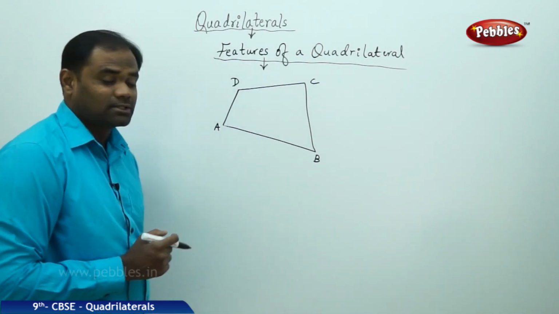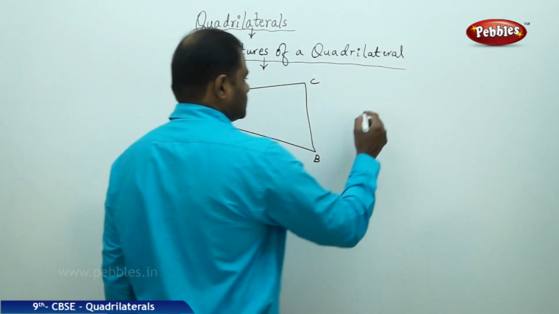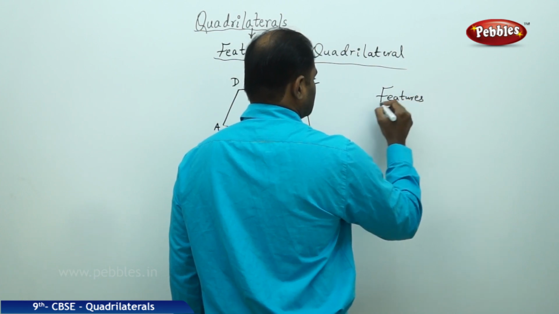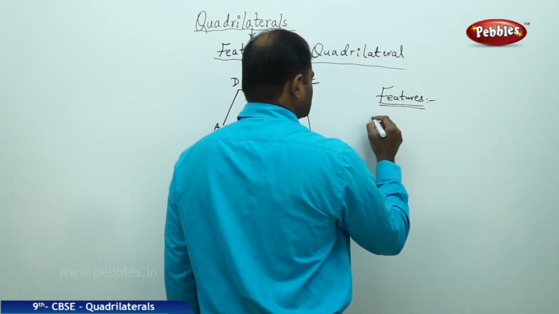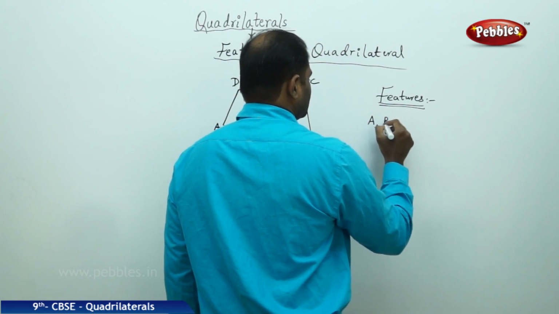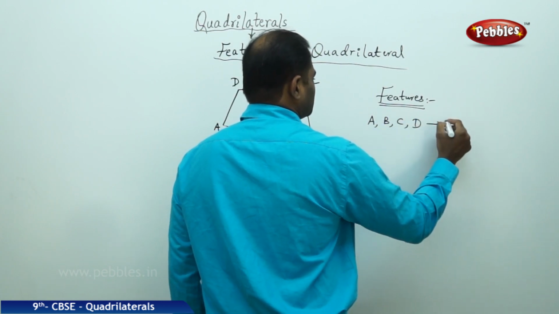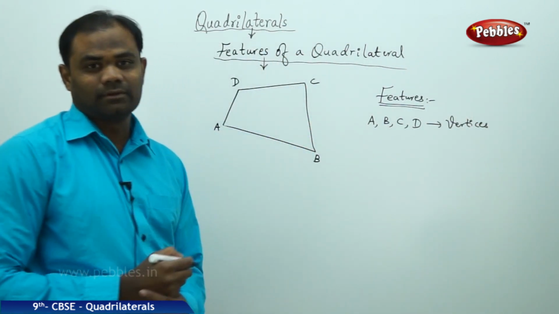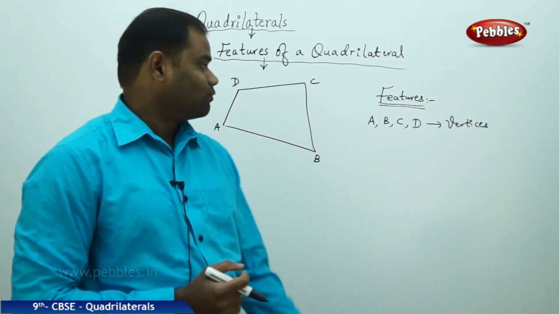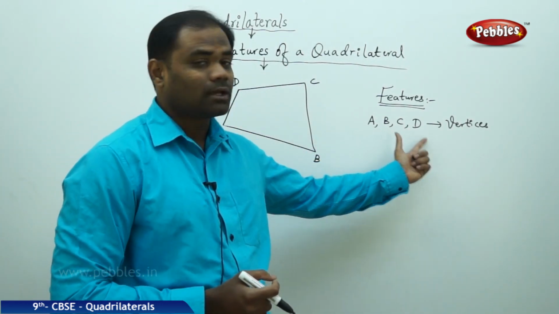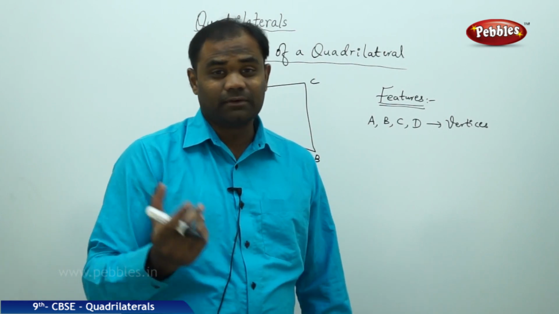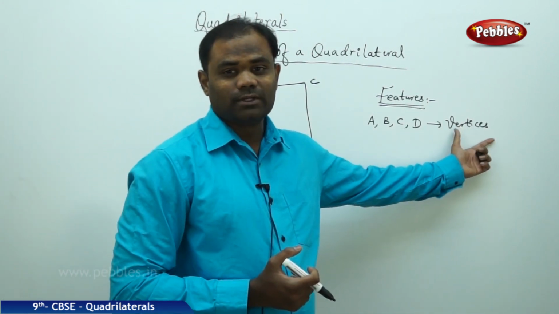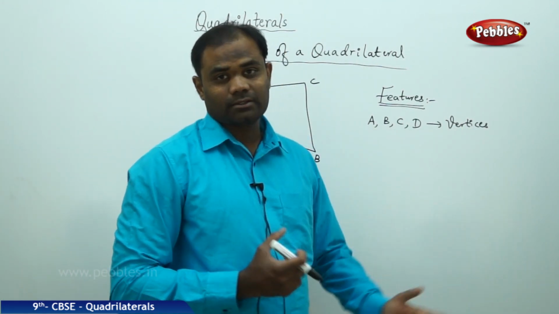So here the first thing which we understand is that A, B, C, D are called the vertices of the quadrilateral. So a quadrilateral is said to have 4 vertices A, B, C and D. A triangle has 3 vertices A, B and C. Similarly, a quadrilateral has 4 vertices A, B, C and D.